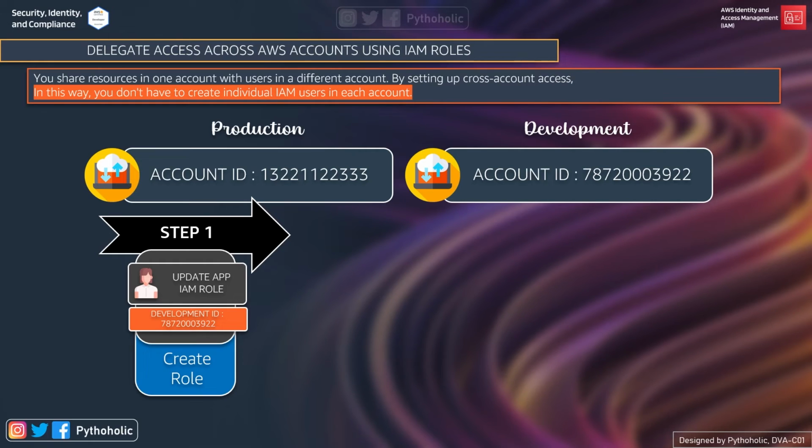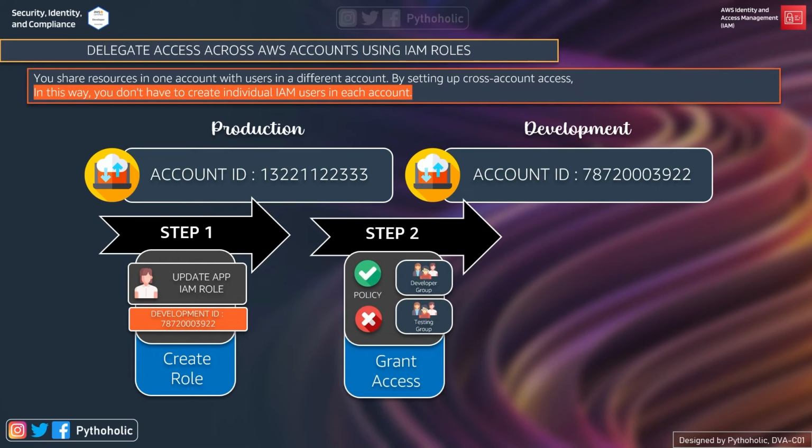And once we are done with the trust relationship and the role creation, the second step is to grant access to the role. Here we will update the IAM role with a deny effect for the tester group for the update app role, so that only the dev team has access.